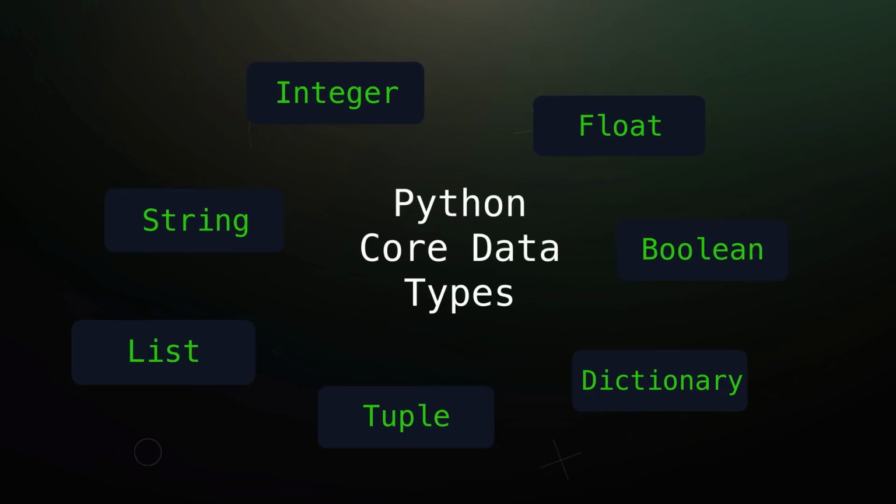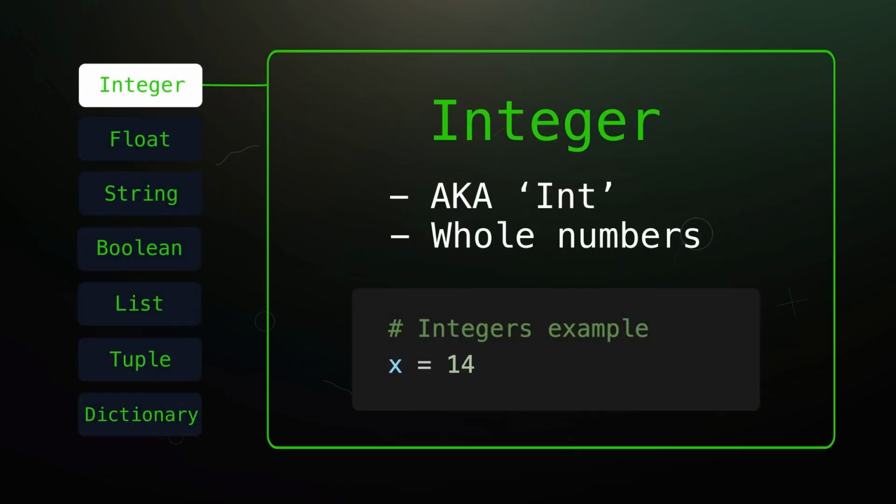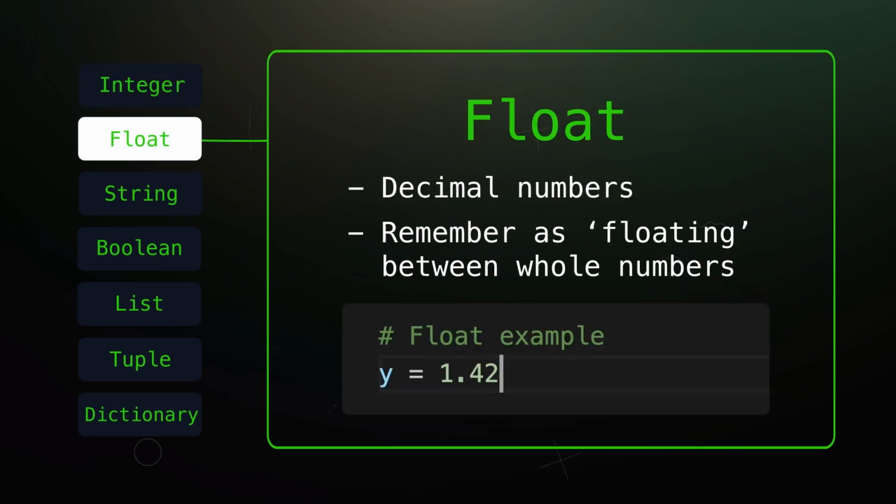Let's learn Python's core data types in 1 minute. First up, we have integers, or int for short. These are simply whole numbers. Next, we've got floats. These are decimal numbers, and you can think of them as floating between whole numbers.